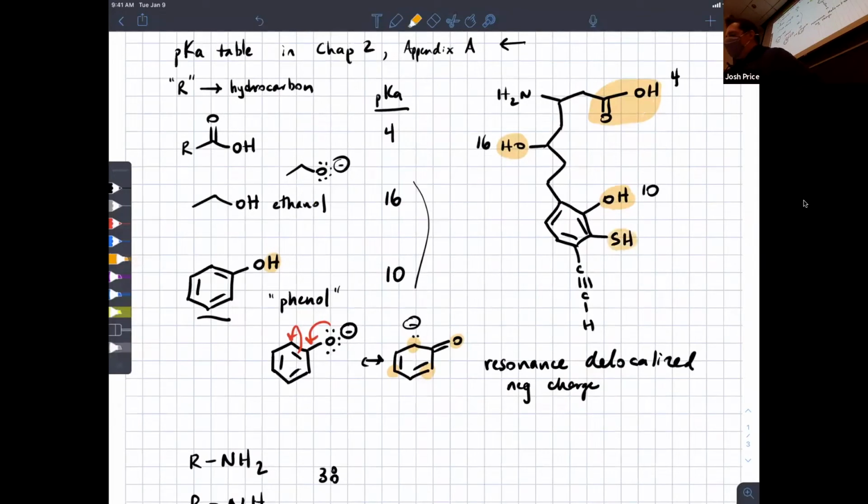If we were to look up that SH group, we would find that it has a pKa around 7. The proton on the end of the alkyne has a pKa, if we looked it up, of about 25. I only know that because I've taught the class for almost 10 years.